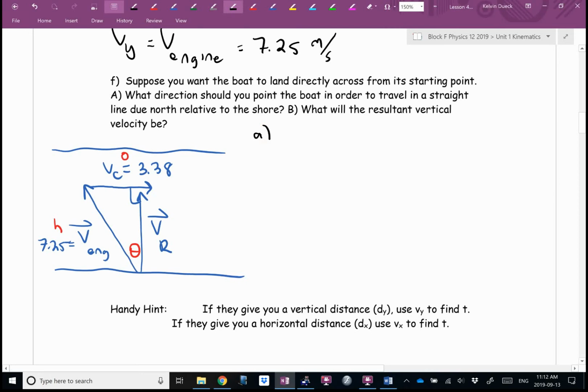Oh, sorry. I just heard a very quiet, Mr. Dueck, can you color for me? Color, color, color, color. So it's going to be sine theta equals opposite over hypotenuse. By the way, this is a nice question for airplanes, because for an airplane, typically you know what direction your resultant is supposed to be, and you'd like to know what direction do I have to point the plane in this crosswind.